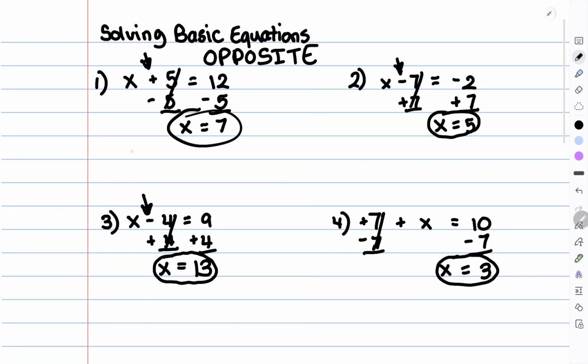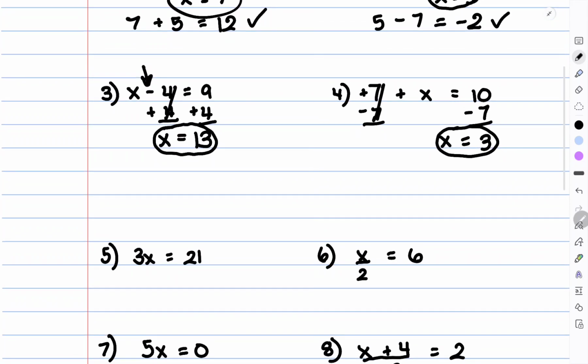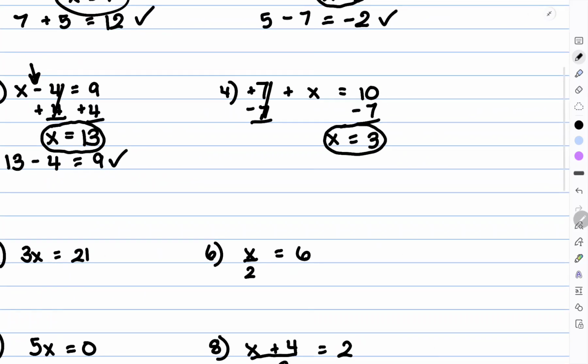And if you guys wanted to check, for example, let's do number 1. If x equals 7, let's see. 7 plus 5 equals 12. Is that right? Yes, so that means we did it right. Number 2, if we wanted to check, x equals 5. 5 minus 7 equals negative 2. Is this right? Yes, so we did that problem right. Number 3, x equals 13. So 13 minus 4 equals 9. Is that correct? Yes, it is. So we did that correct. And number 4, 7 plus 3 equals 10. If we did that correct, it should match, and yes.